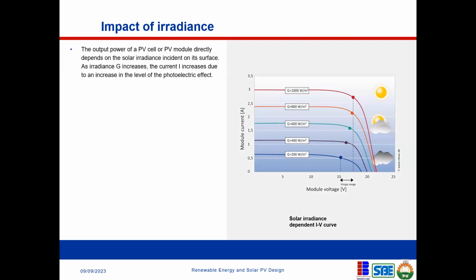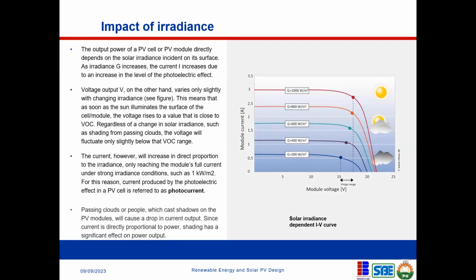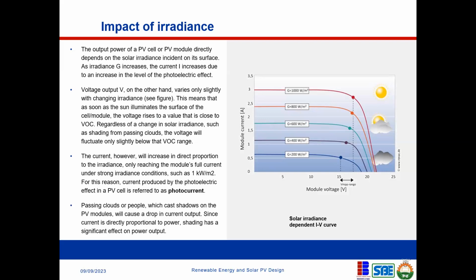But what changes significantly is the intensity of the sun, that is the current, the amperage. So this is just an explanation of how intensity or irradiance affects your solar output.